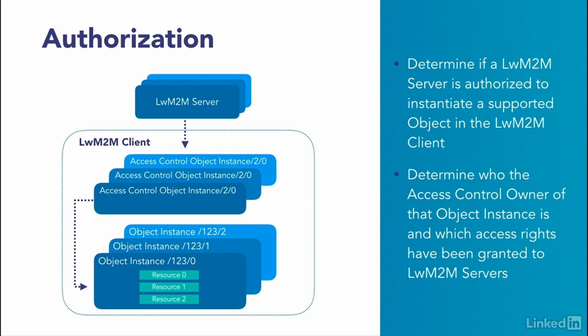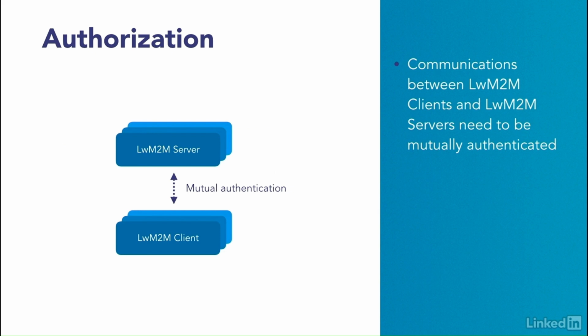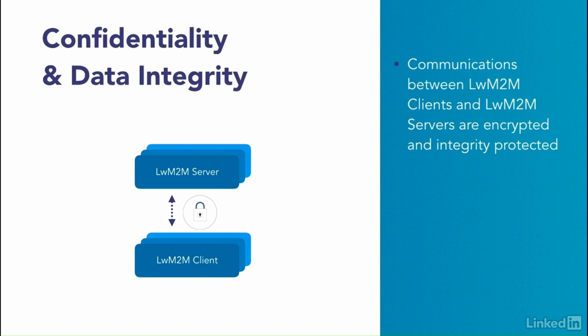Authorization is used to determine here if a lightweight M2M server is authorized to instantiate a supported object in the lightweight M2M client, and to determine who the access control owner of that object instance is, and which access rights have been granted to lightweight M2M servers. Authentication of communicating lightweight M2M entities means that all communications between clients and servers, or bootstrap servers, are authenticated using mutual authentication. Confidentiality and data integrity of information between communicating lightweight M2M entities means that all communications between clients and servers, or bootstrap servers, are encrypted and integrity protected.